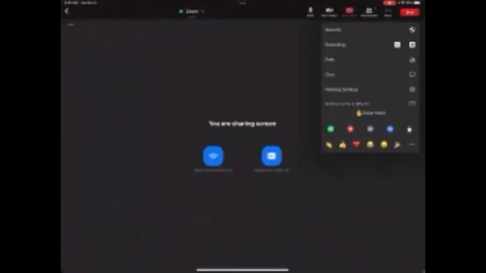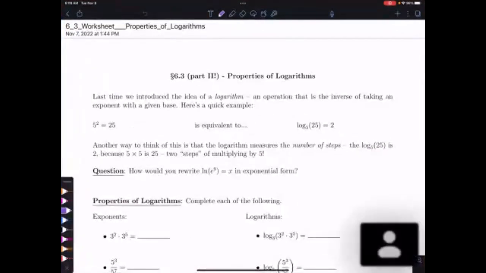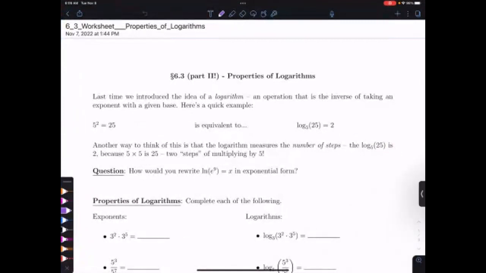So today we are going to jump back to section 6.3 and talk about some properties of logarithms, how they work. This is actually kind of interesting, for me at least, if you're a giant history and math dork like me, I guess you can say it that way.